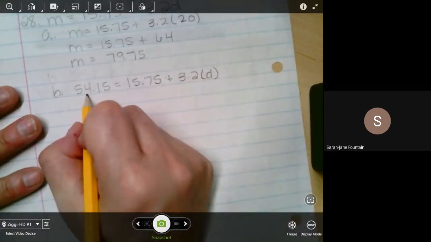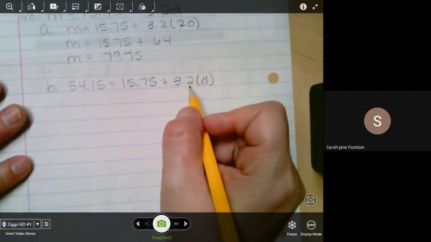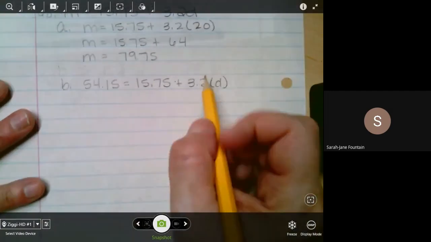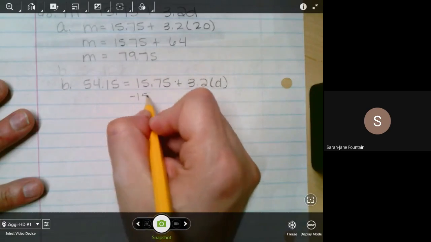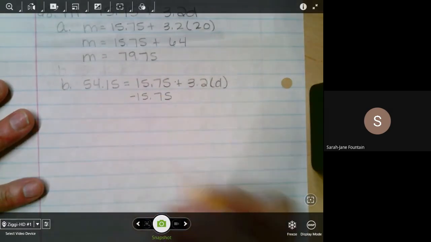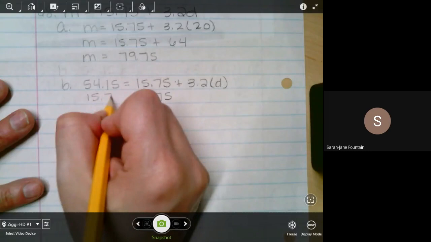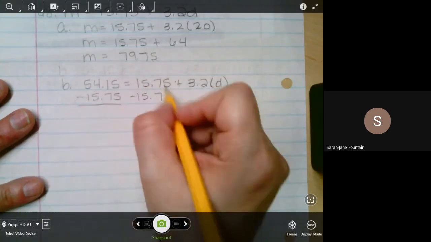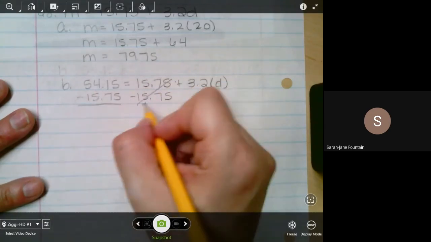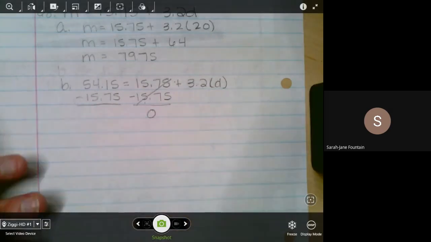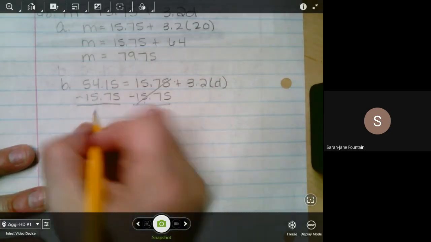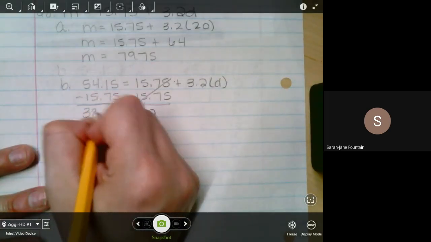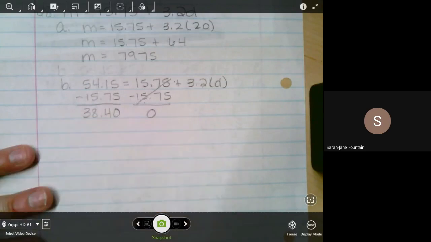So right now, the easiest thing to do would be to isolate the 3.2D. And I'm going to do that by subtracting 15.75 from both sides because I need to get rid of it over here. So it gives me a 0. And then 54.15 minus 15.75 is equal to 38.40.